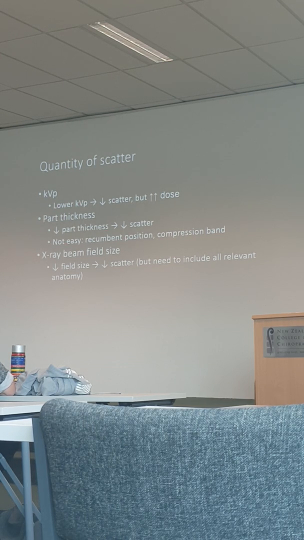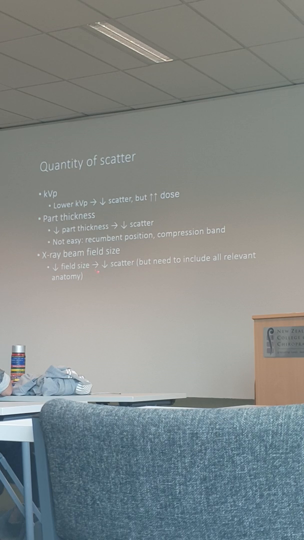Part thickness: if there's more matter for the X-rays to pass through, there's more chance for one of these interactions to occur. So if you decrease the part thickness, you decrease the scatter. Patients generally are as big as they are. You can try getting them lying down or compressing them if you can, but again, not easy. And the same for part density: if you increase the density of the tissue, you increase the scatter because there are more atoms for the X-rays to interact with.